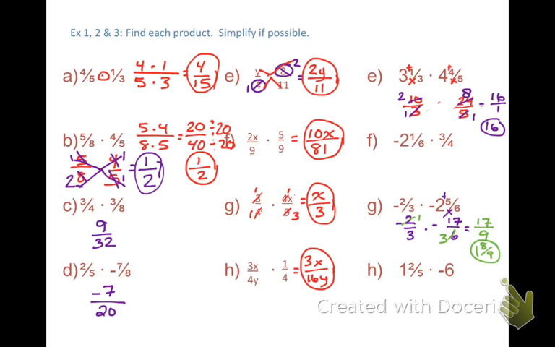Okay, with H, all I'm going to mention is if there's a whole number, you turn it into a fraction. You're going to just put it over 1. And then you do turn it into an improper fraction or whatever you need to do.